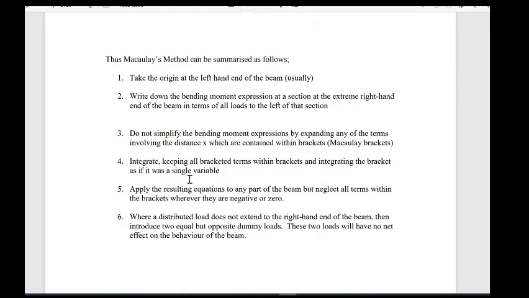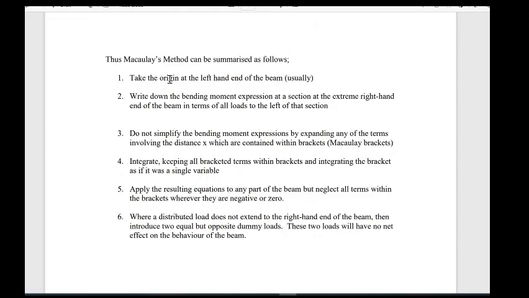We're then going to apply the resulting equations to any parts of the beam, but neglect all terms within the brackets when they are negative or if they are 0, for the reasons that we've just discussed. Point 6 here discusses a couple of special cases, such as what happens when we deal with UDLs if they don't go to the end of the beam. We'll have a look at a couple of examples where we discuss how we'd go about using that. But to start with, let's look at the first 5 points and use Macaulay's method.